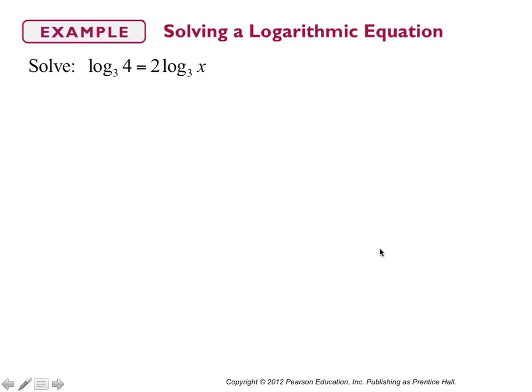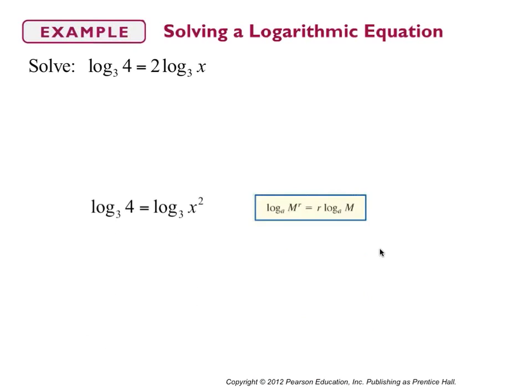Okay, now let's take a look at solving a logarithmic equation. So we have log base 3 of 4 equals 2 times log base 3 of x. So what we would like to do is hopefully get it so that we have just log base 3 of something and log base 3 of something. And then we can ignore the log base 3's and just solve.